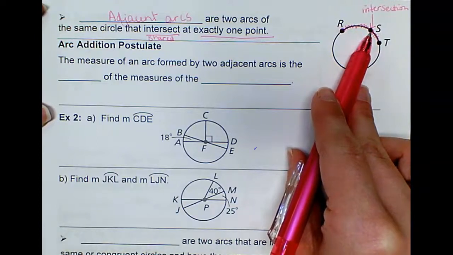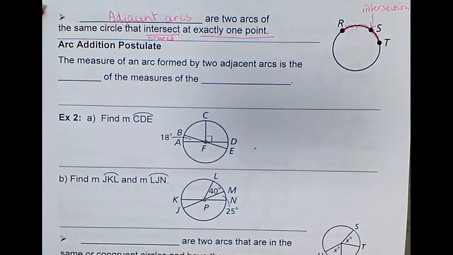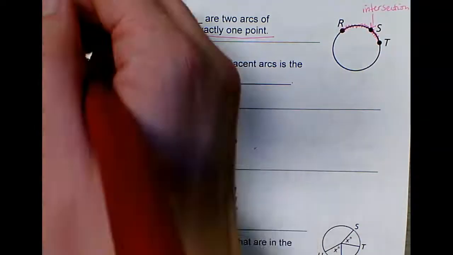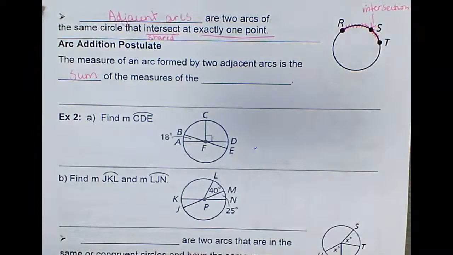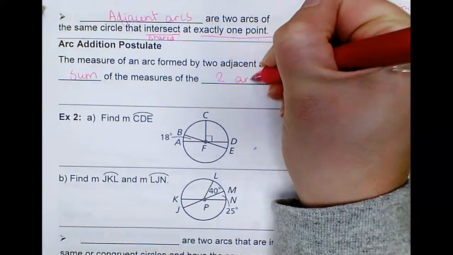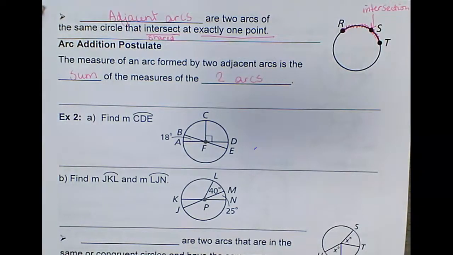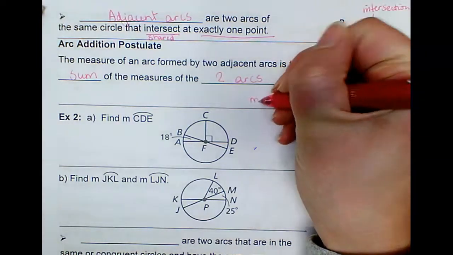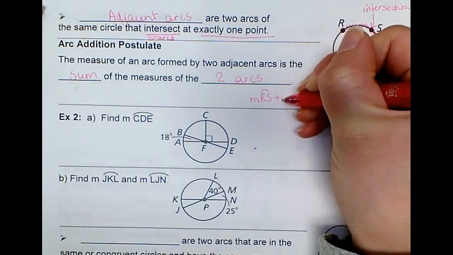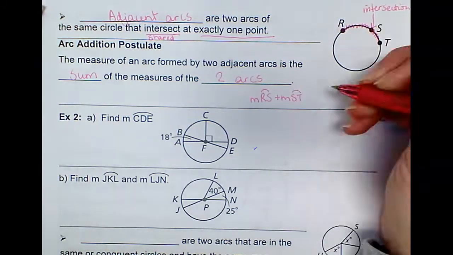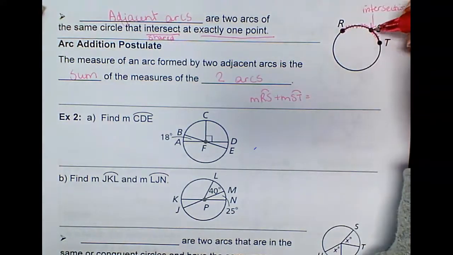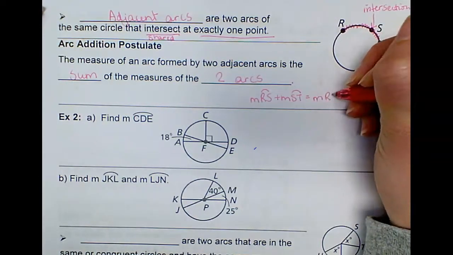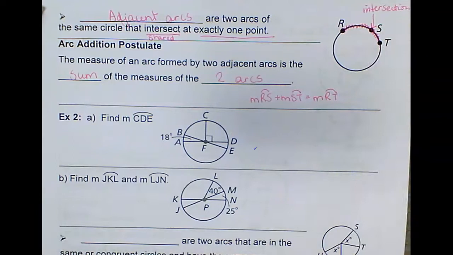And so that leads us to the arc addition postulate, which says the measure of an arc formed by two adjacent arcs is the sum of the measure of the two arcs. Now, on the first page, we talked about how arcs were to circles as segments are to lines. And so this arc addition postulate kind of mirrors the segment addition postulate. So here, we could say that the measure of arc RS plus the measure of arc ST is equal to this whole arc from R to T. So the measure of arc RT. That's the arc addition postulate.